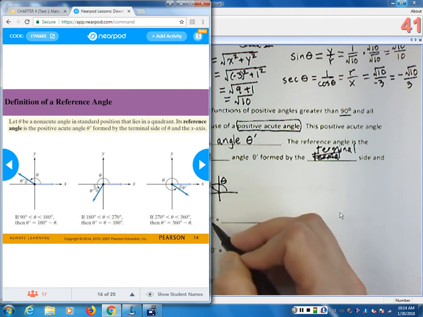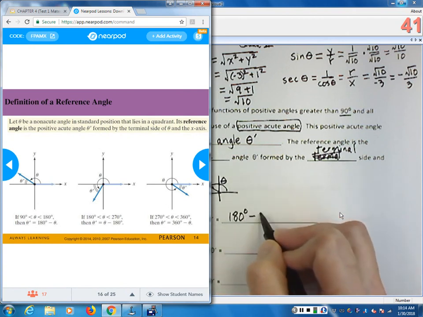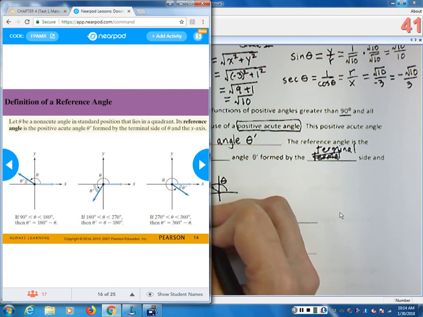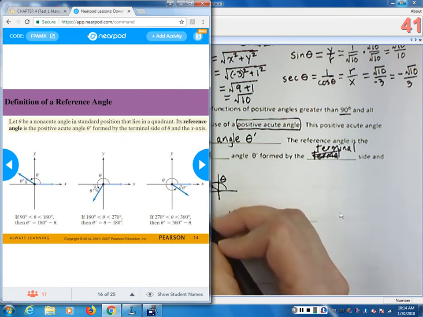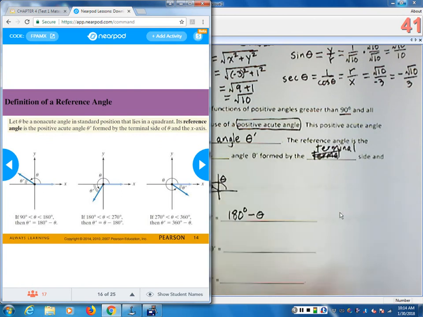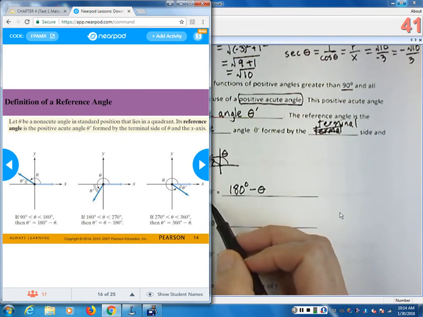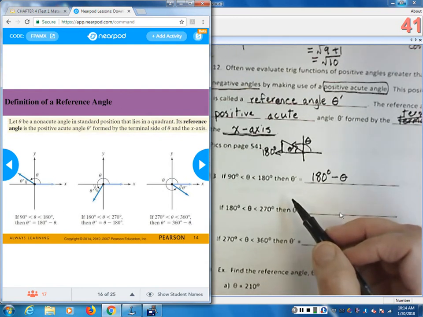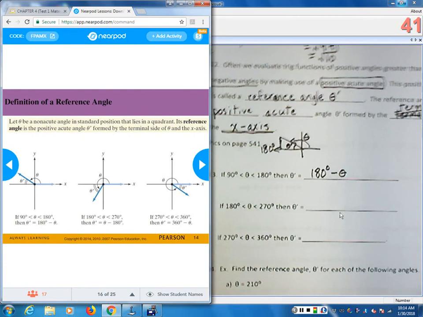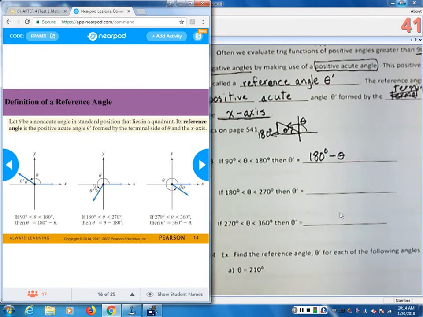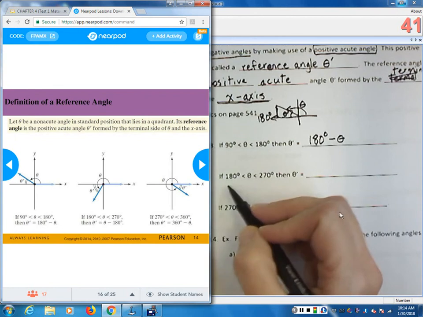You want your theta prime to be 180 degrees minus theta. This is 180, this is your theta prime, 180 minus theta. That's your reference angle. Sorry, you can't see that. The reference angle, theta prime. You have to memorize this. There are so many things to memorize. Sorry. Reference angle for 180 to 270.